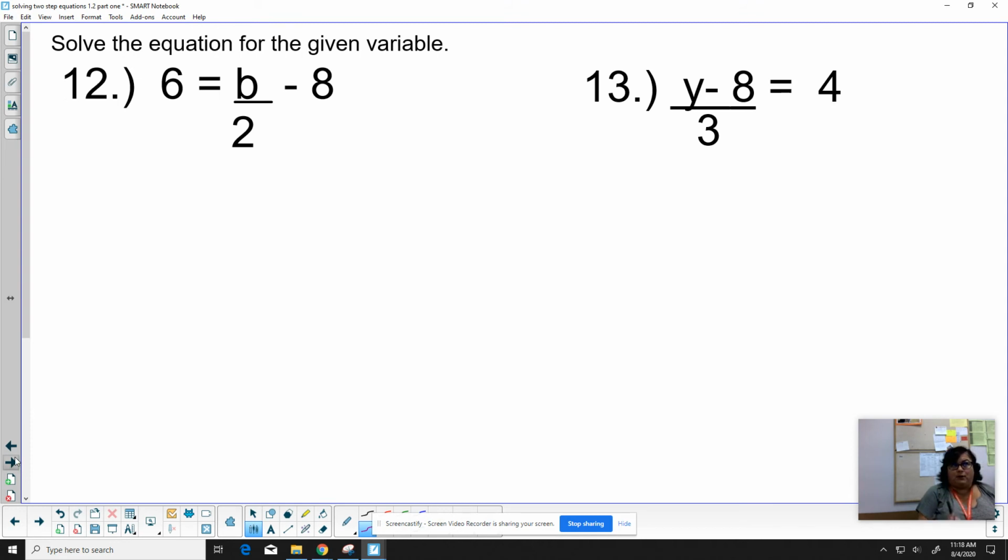Okay, I'd like you to pause right now and try both of these. Try 12 and 13 on your paper and see what you come up with.